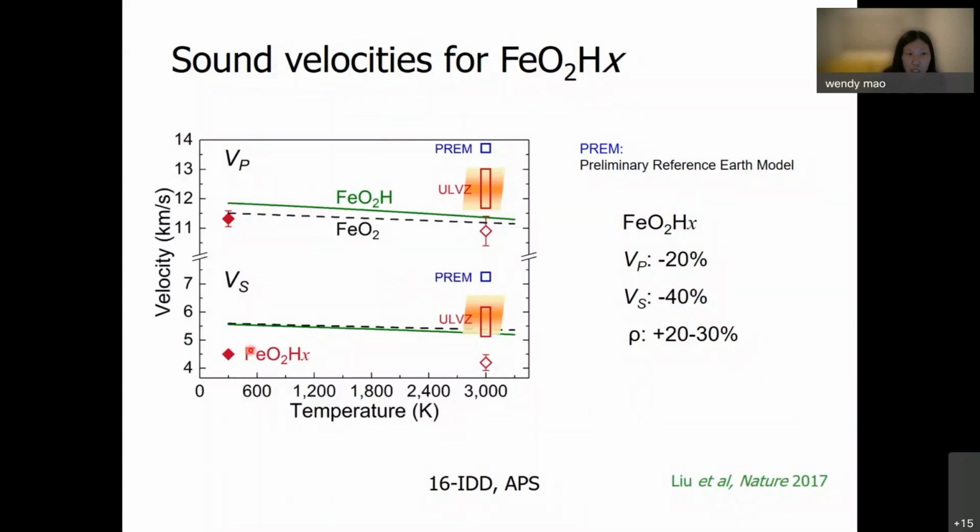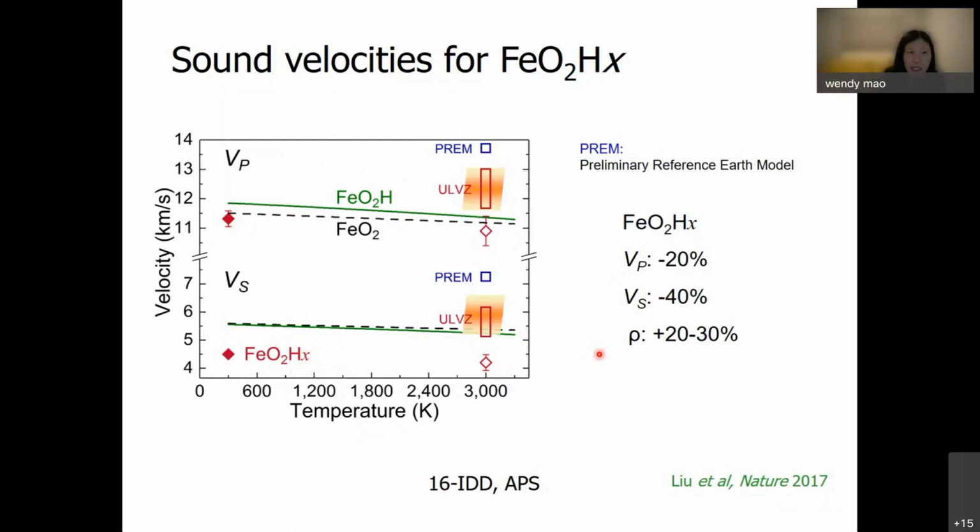So compared to PREM, the preliminary reference Earth model, which is basically a 1D model of velocity versus depth in the planet and gives you the average velocities, we find that our compressional wave velocity is 20% lower, shear wave velocity is 40% lower, and the density is 20 to 30% higher for the iron peroxide compared to the average values for the core mantle boundary.